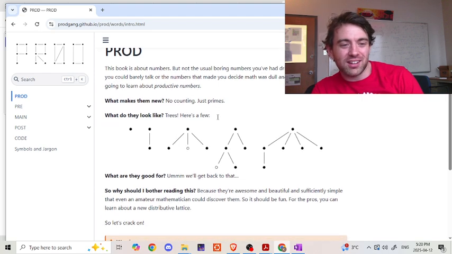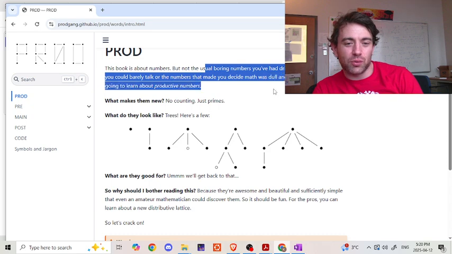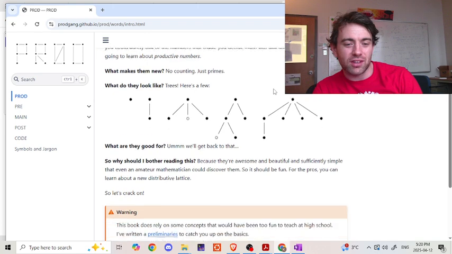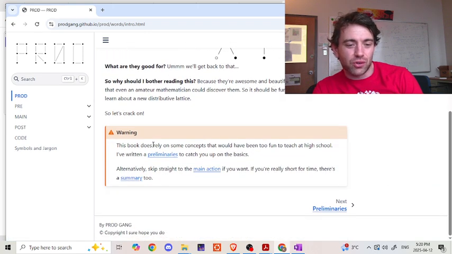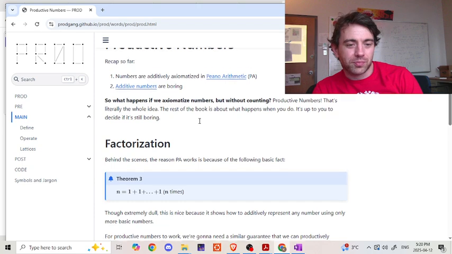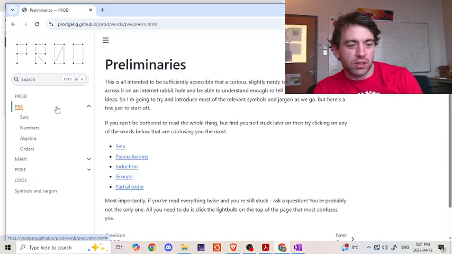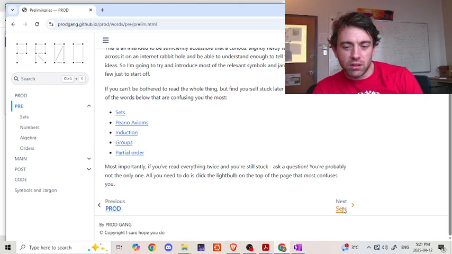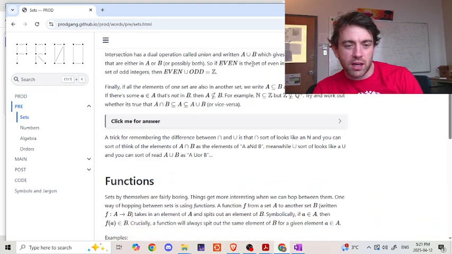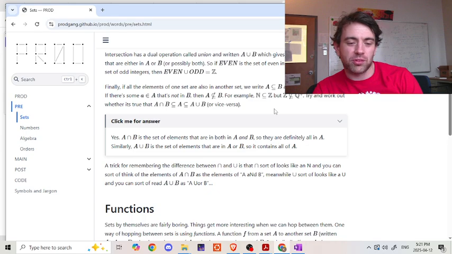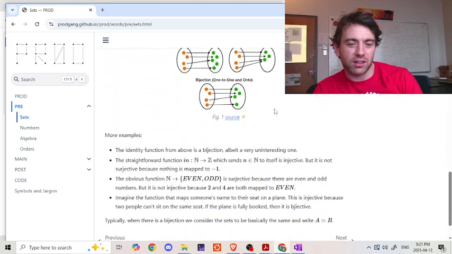So they have a book that they've been working on, which is really cool. It looks nice. It's got all this cool clickable stuff on it, where they talk about a different, I guess, way of axiomatizing the numbers that they call prod. So there's cool stuff. There's linkable preliminaries. What do we have here? If I go to pre, there's some cool things here, I think. Sets. There's cool stuff like here where you can click for answer. I want to make some notes, maybe some notes to accompany my videos like this one day. This all looks pretty good.